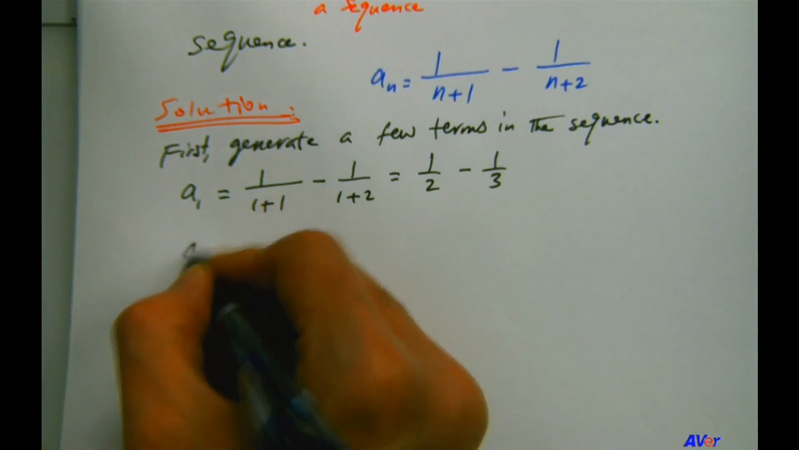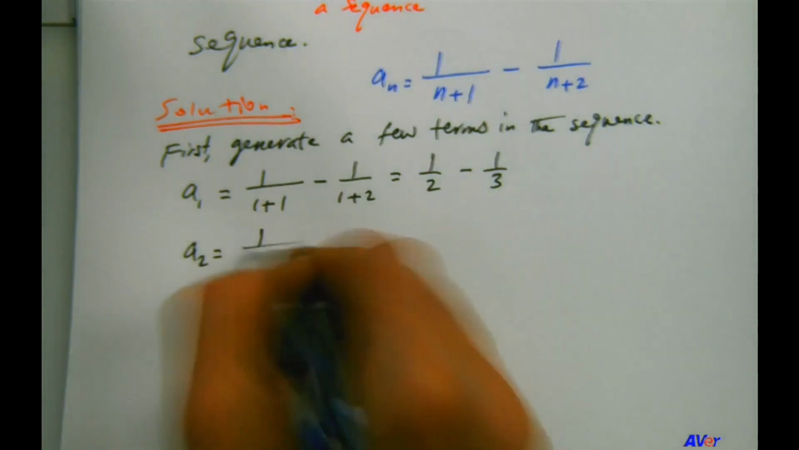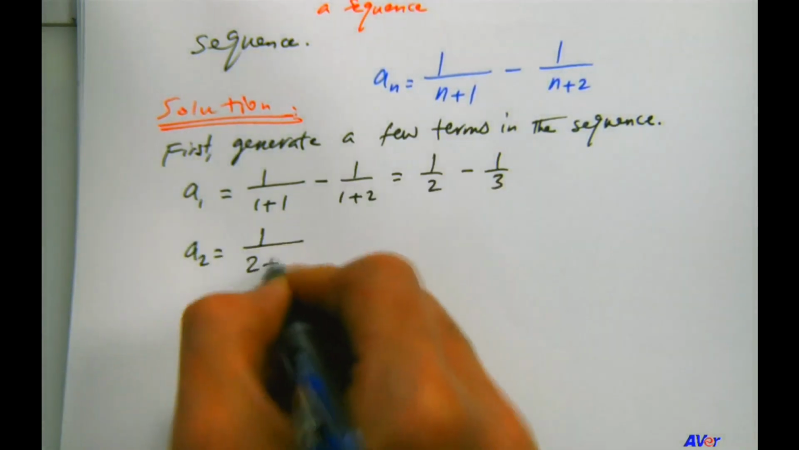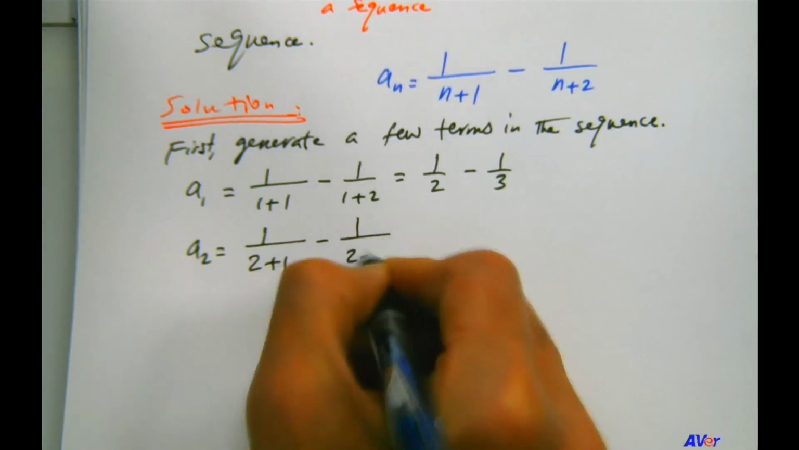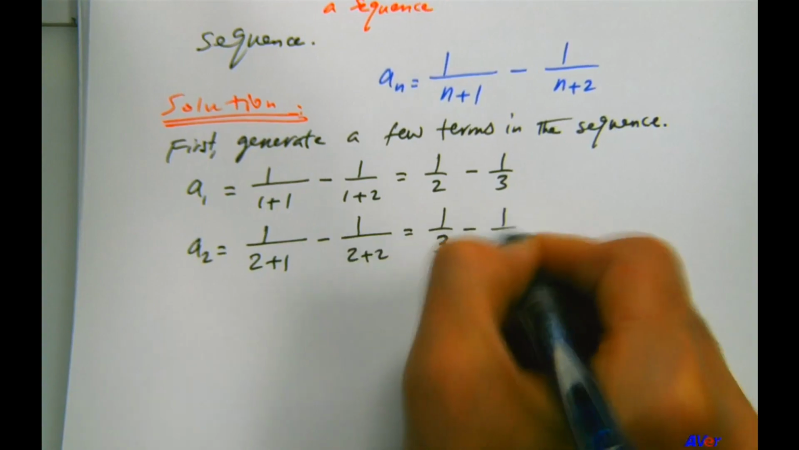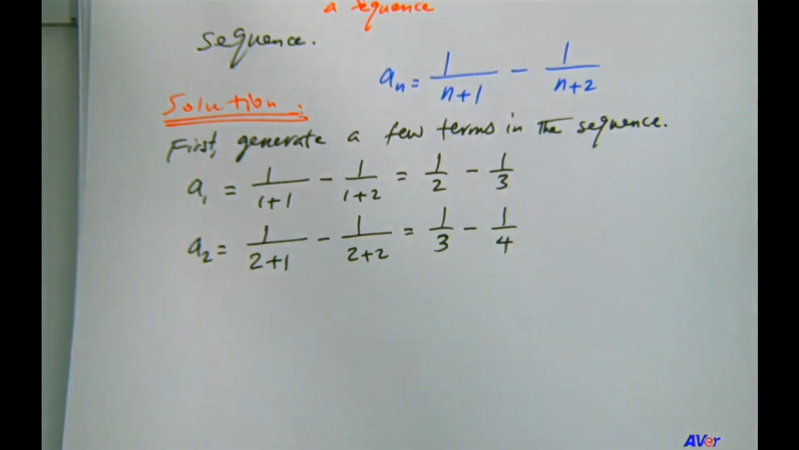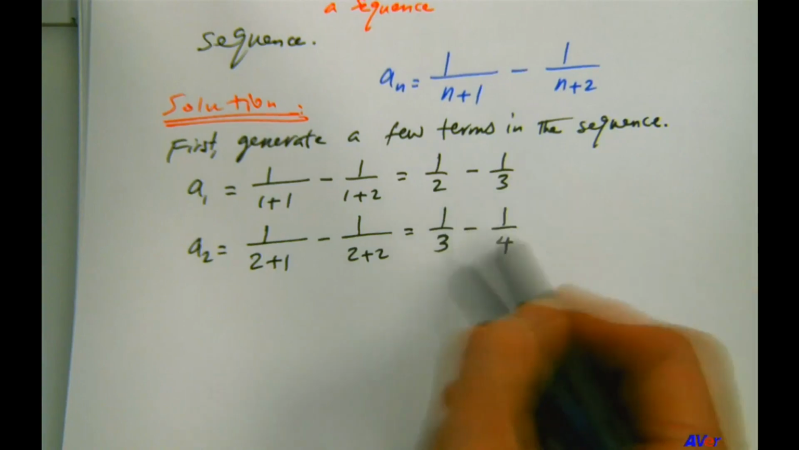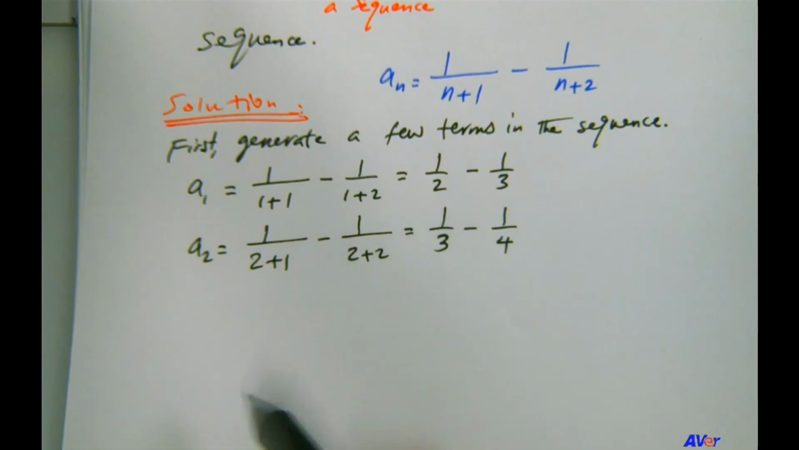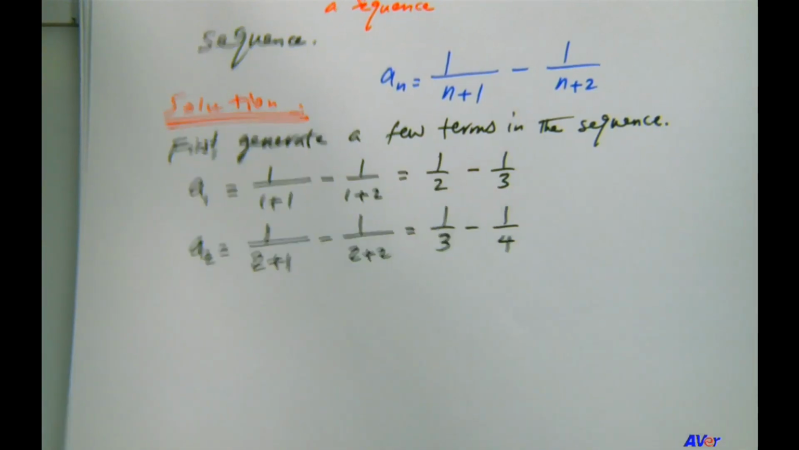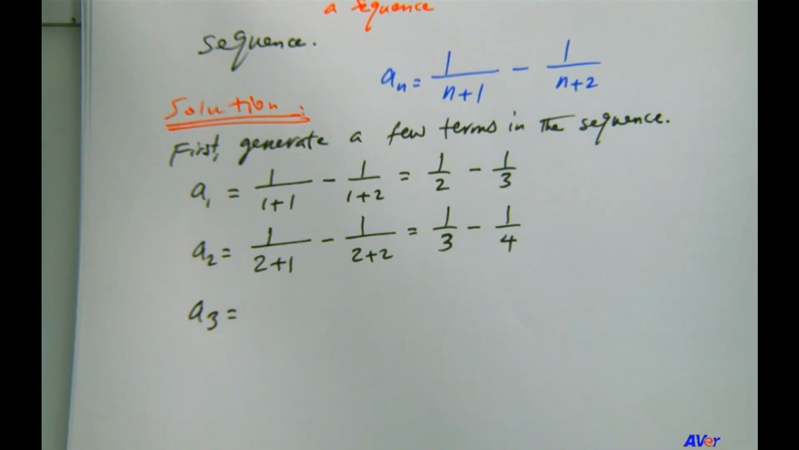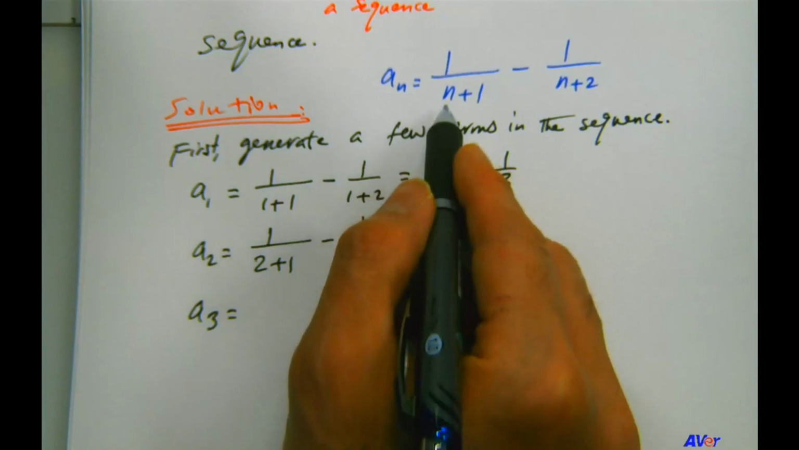So let's calculate A2. It is 1 over, substituting 2 for n, 2 plus 1 minus 1 over 2 plus 2. So we have 1 over 3 minus 1 over 4. Okay, notice what's happened. Again, I'm not going to take the common denominator here, but compare this result with that. There's going to be a pattern that emerges. And then let's find the third term.